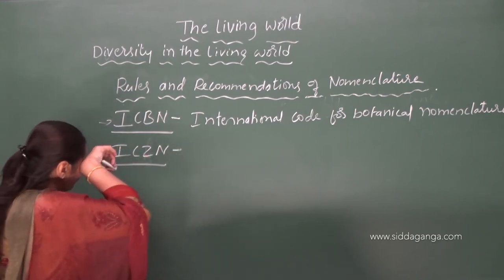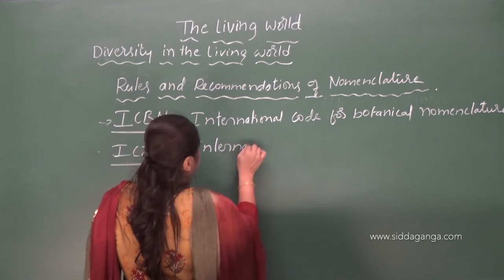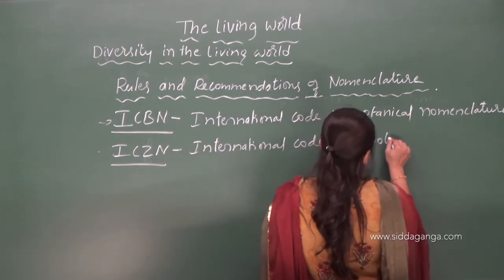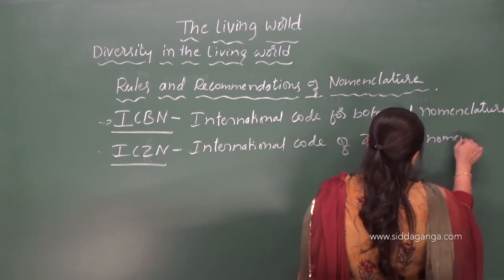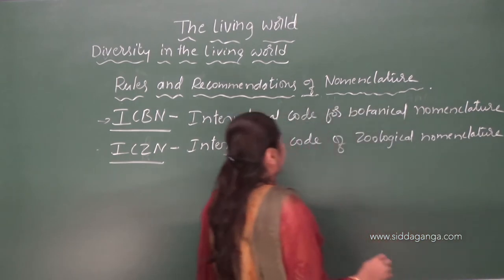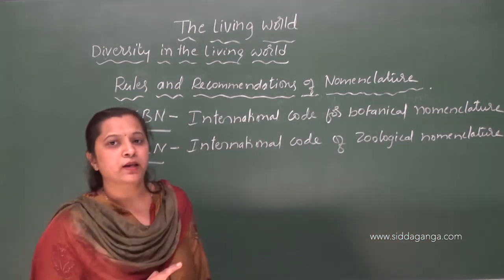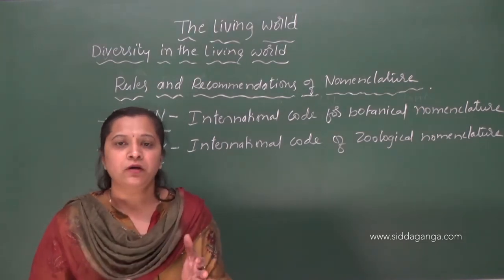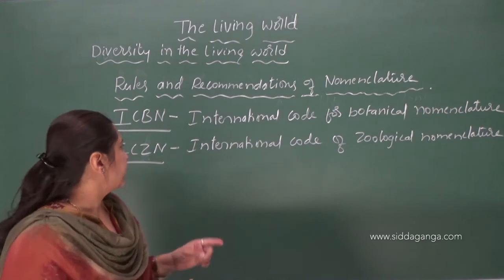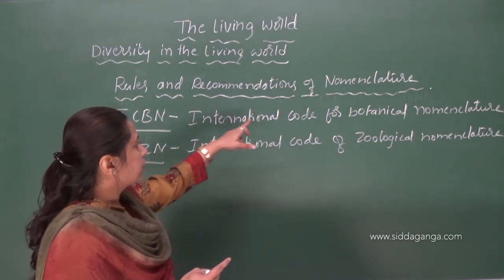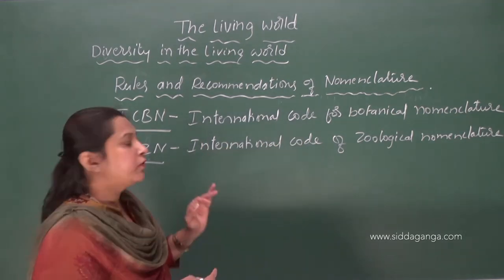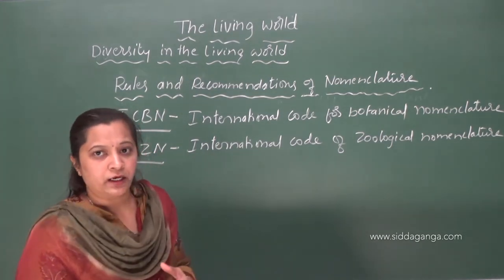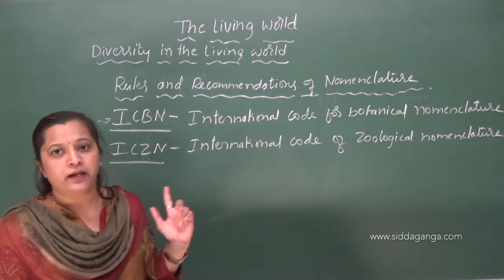ICZN stands for International Code of Zoological Nomenclature. So the rules and recommendations for assigning a scientific name to plants were set up in ICBN, the International Code for Botanical Nomenclature, and the rules of assigning a scientific name to animals were set up in the International Code of Zoological Nomenclature. So you have to remember the long forms of ICBN and ICZN.